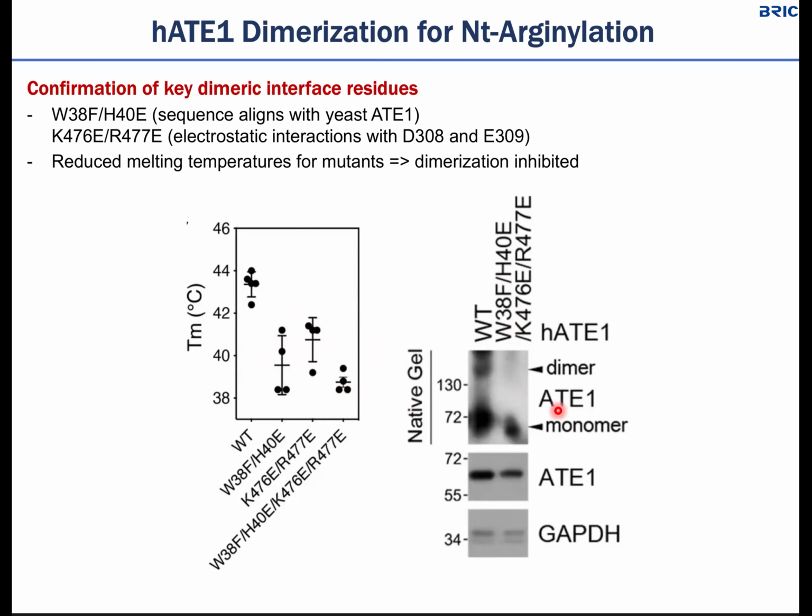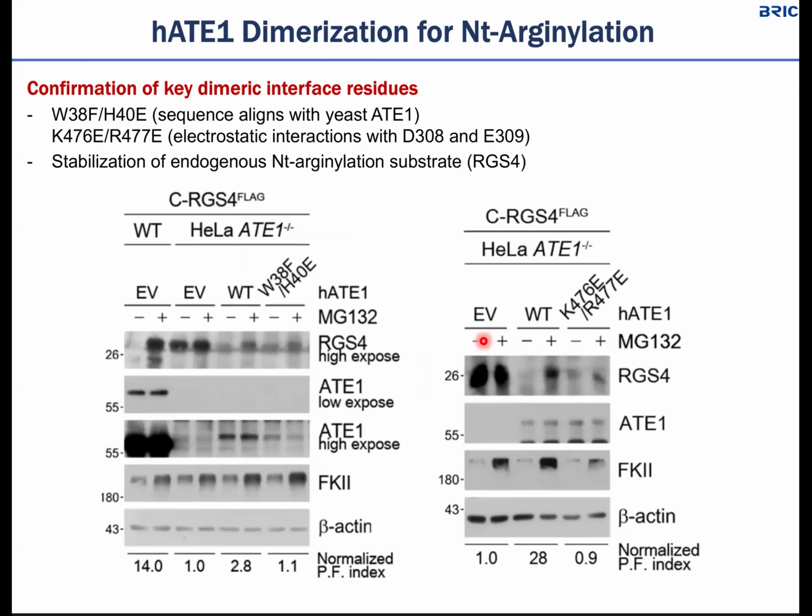And native gel electrophoresis using AT1 knockout CRISPR-Cas9 HeLa cells corroborated this finding, showing that the quadruple mutant failed to form dimers, in stark contrast to the wild type variant. And to further explore the functional impact of mutations at the dimeric interface of AT1, we examined the proteasomal flux of RGS4 in AT1 knockout HeLa cells carrying these various mutations.